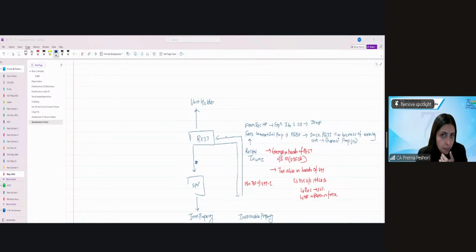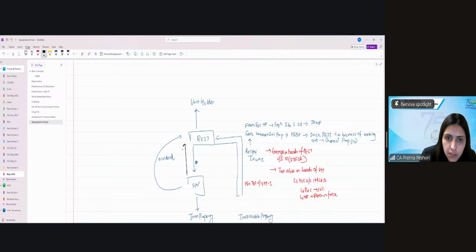Okay, now next can be through the SPV. Now, SPV will earn the income from the immobile property. But for REIT, that will not be the income from immobile property. The SPV will distribute either the dividend, right? Or will give interest on the loan if REIT has given the loan to the SPV. Yes, these can be the only two ways. Yes or no? Yes, ma'am. So first we'll talk about dividend.